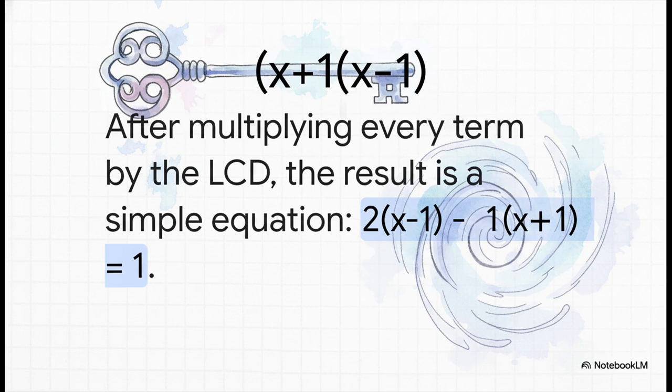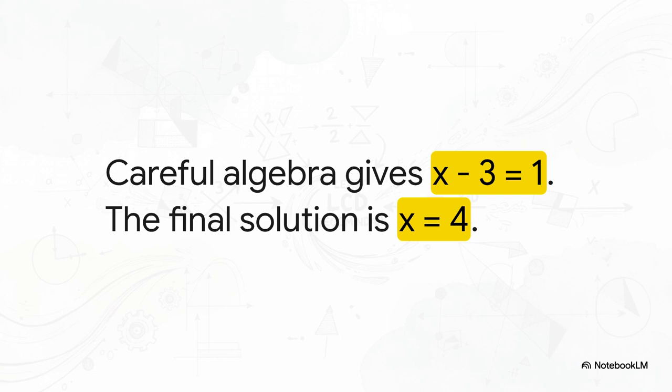In the first term, the x plus 1 parts cancel, leaving us with 2 times x minus 1. In the second term, the x minus 1 parts cancel, leaving us with minus 1 times x plus 1. And on the right side, the whole thing cancels out, leaving us with just a 1. That messy equation is now totally fraction-free. From here on out, it's just about being careful with our algebra.